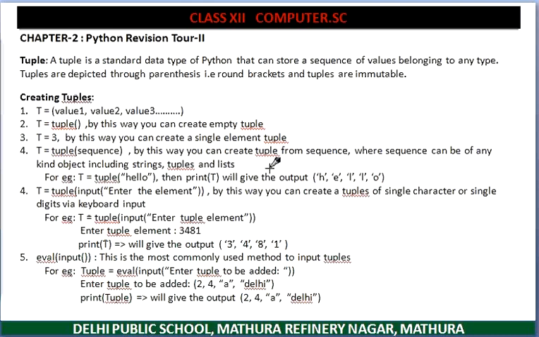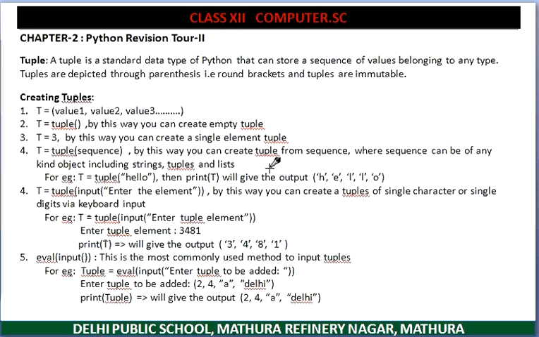Then creating tuple. You can create tuples in various ways. First, t = (value1, value2, value3), by putting the values in parentheses. Second, you can create an empty tuple, t = tuple(). Third, t = 3, by this way you can create a single element tuple. Fourth way is to create the tuple from a sequence, t = tuple(sequence). So in this way you can create a tuple from any sequence, that is string, tuple, list, etc.